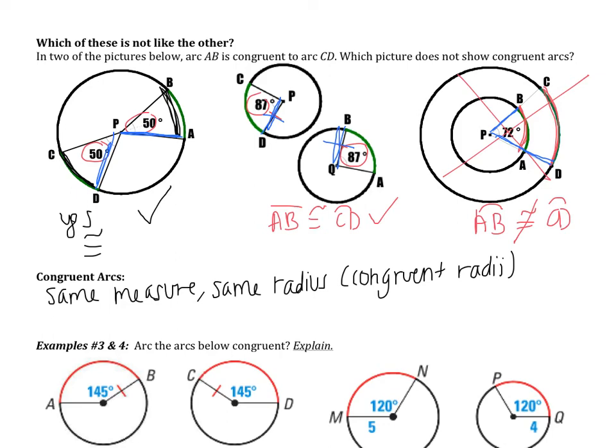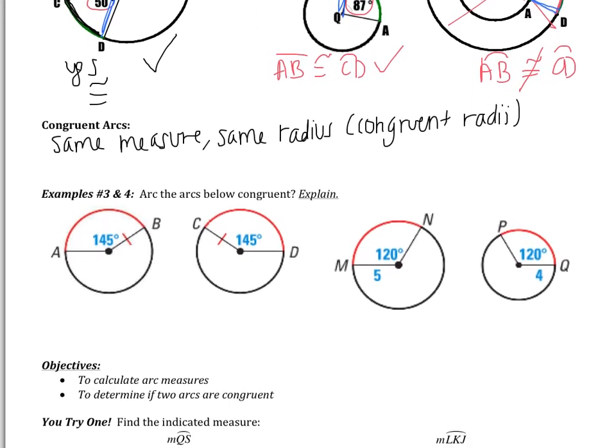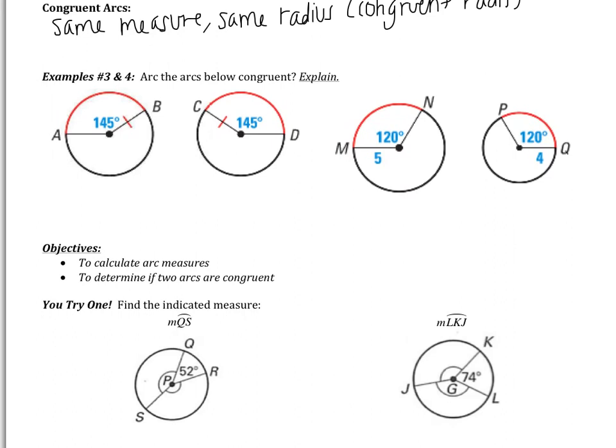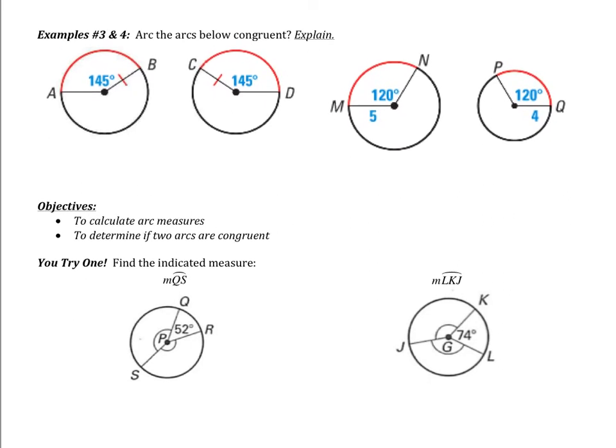So we have two examples, examples 3 and 4. It says, are the arcs below congruent? Explain. So looking at example 3, I have two criteria: same measure, same radius. In this case, both arcs measure 145 degrees because the angles do. So this arc is 145 degrees. This arc is also 145 degrees. And they have congruent radii because the radii are marked.